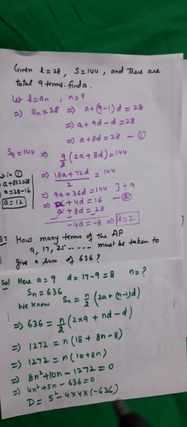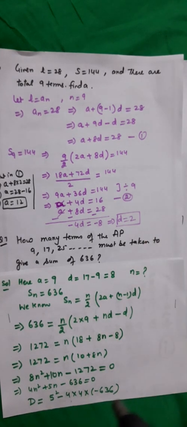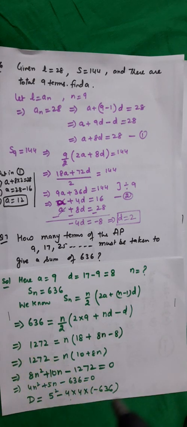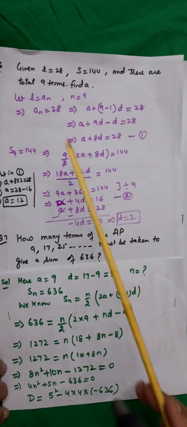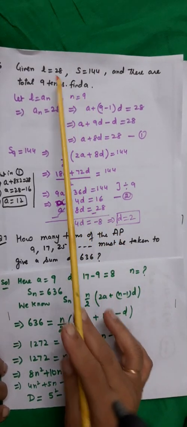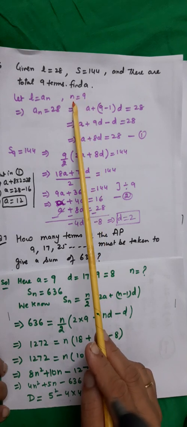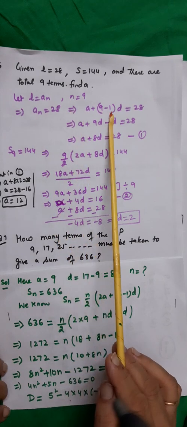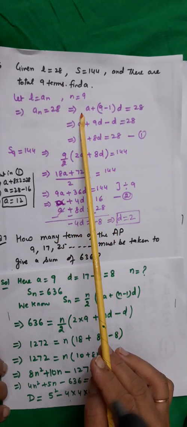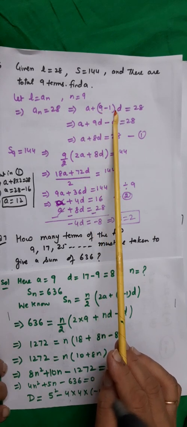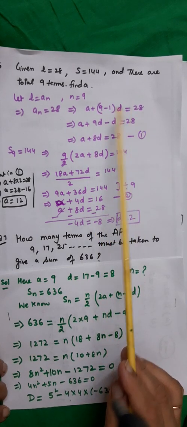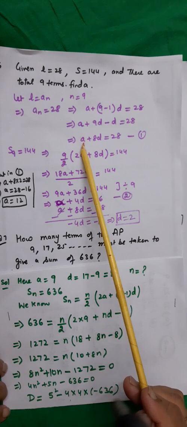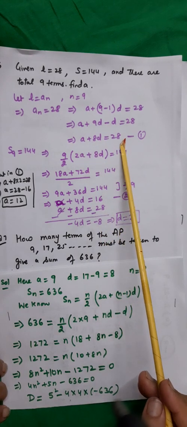My first question today is: given L is equal to 28 and S is equal to 144, there are a total of 9 terms. Find A. Here L is equal to 28, let it be an, but it is given that n is 9. So using the nth term formula, an is equal to 28 implies a plus (9 minus 1) into d is equal to 28, which implies a plus 9d minus d is equal to 28, implies a plus 8d is equal to 28.